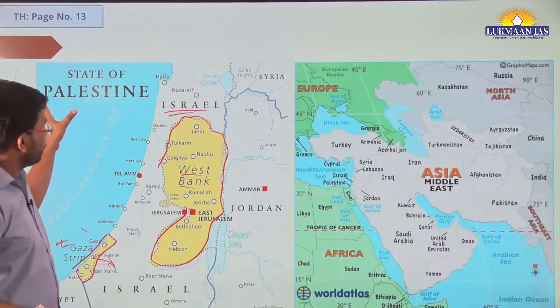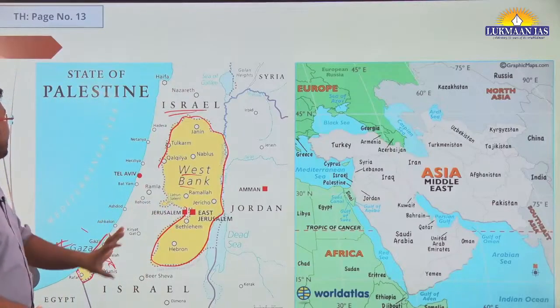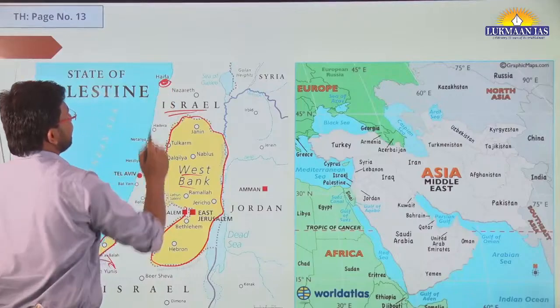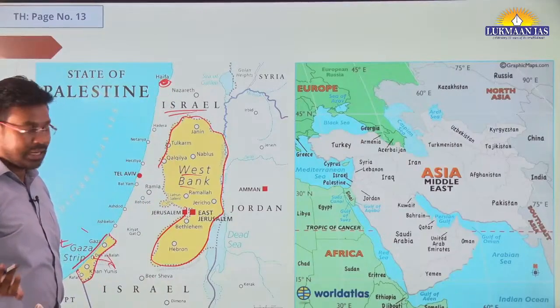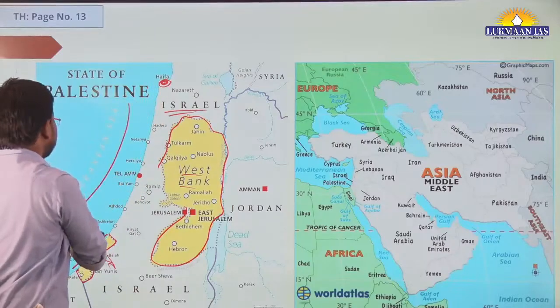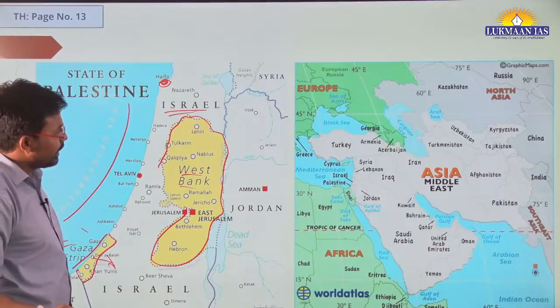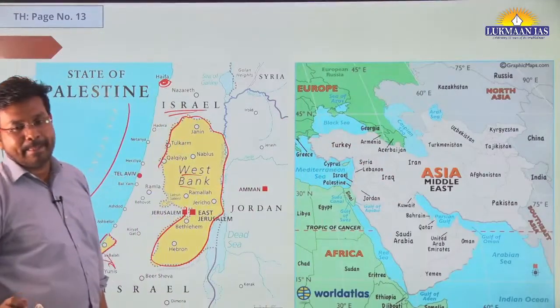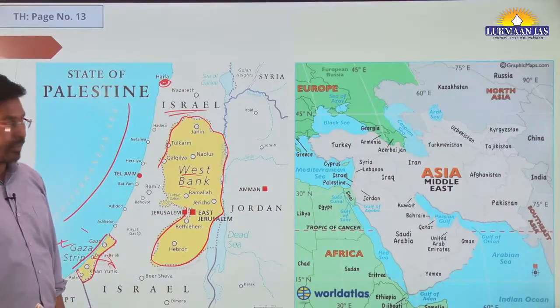So you need to go through this map. Yesterday I discussed this Haifa. Haifa has been in the news. Haifa is a port in Israel, on the Mediterranean Sea. It is important. And this is the map of the Middle East. One doubt: what is the present status of the West Bank? Who is controlling the West Bank?